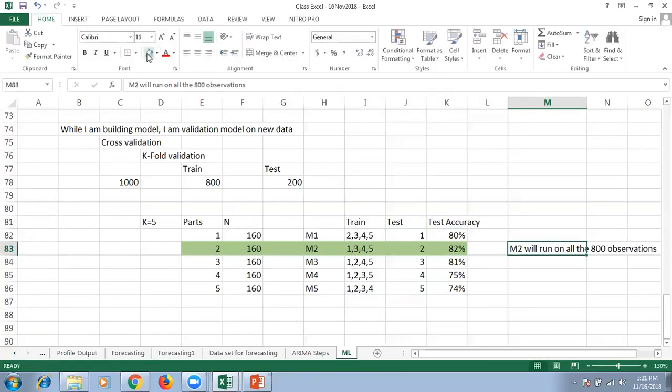Correct? So that means the model will be decided based on the high test accuracy, and that will run on all the 800 complete training data. That is what we call cross validation. In this case, I'm getting a model with high test accuracy. That means you can reduce the problem of overfitting while I'm building the model itself.